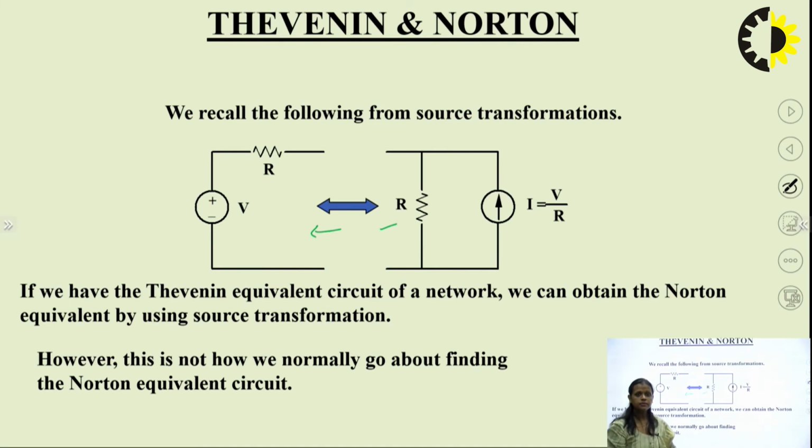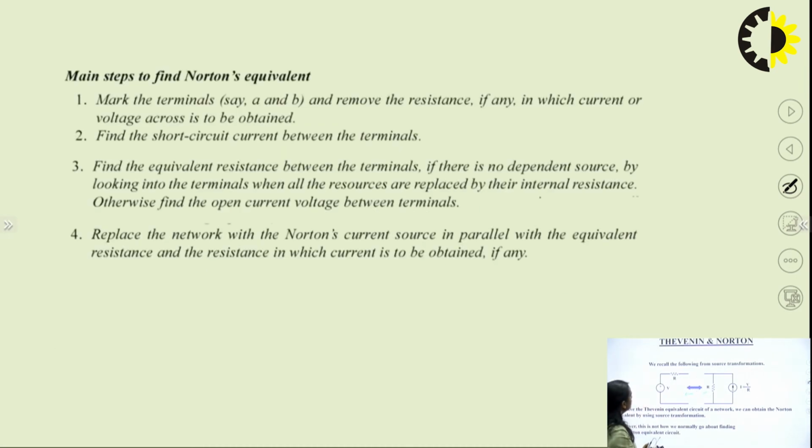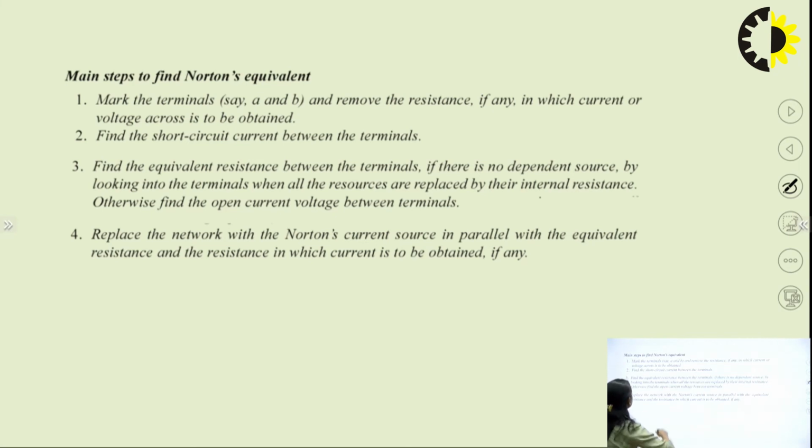But if the question comes that you have to convert this into the Norton equivalent circuit, the steps you have to follow are for the Norton theorem only, right? So, what are the main steps? You have to mark the terminal and remove the resistance, if any, in which current or voltage across is to be obtained.